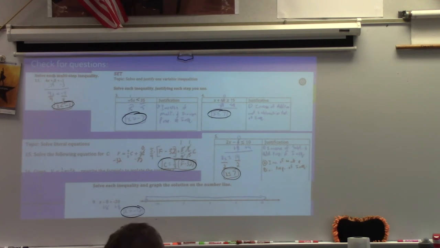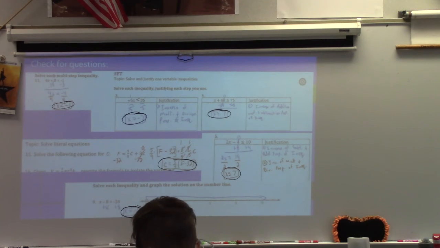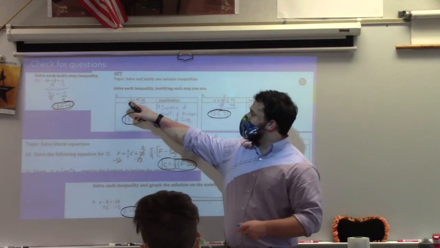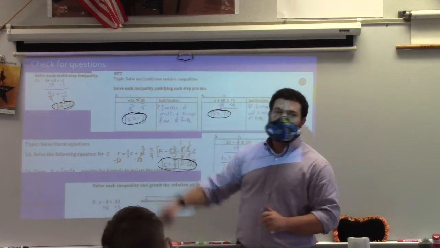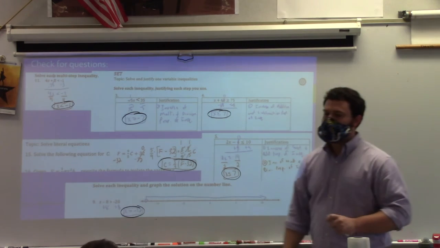Alright, any other questions? Number 3, I divided by negative 5. It was negative 5 times x, so I divided by negative 5. Yep.